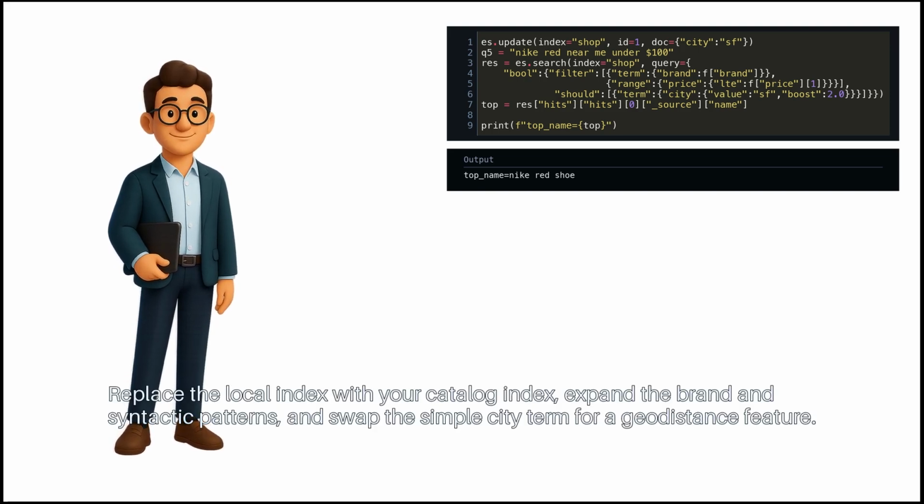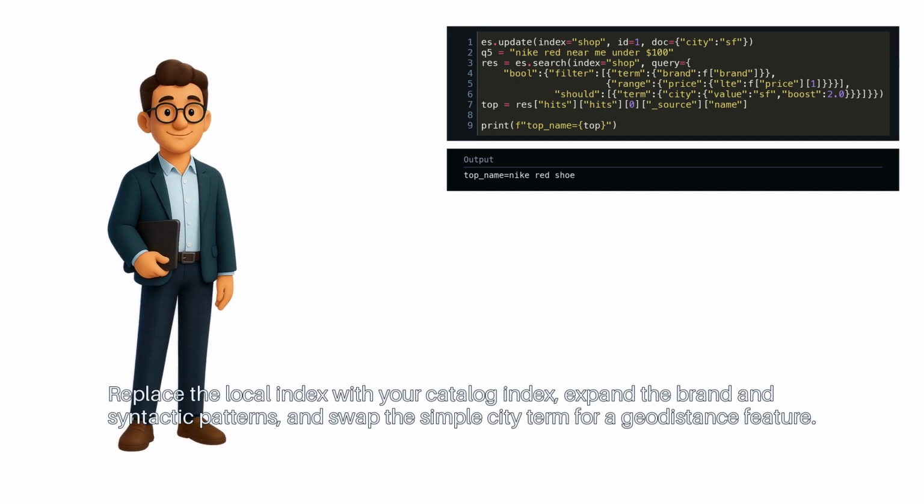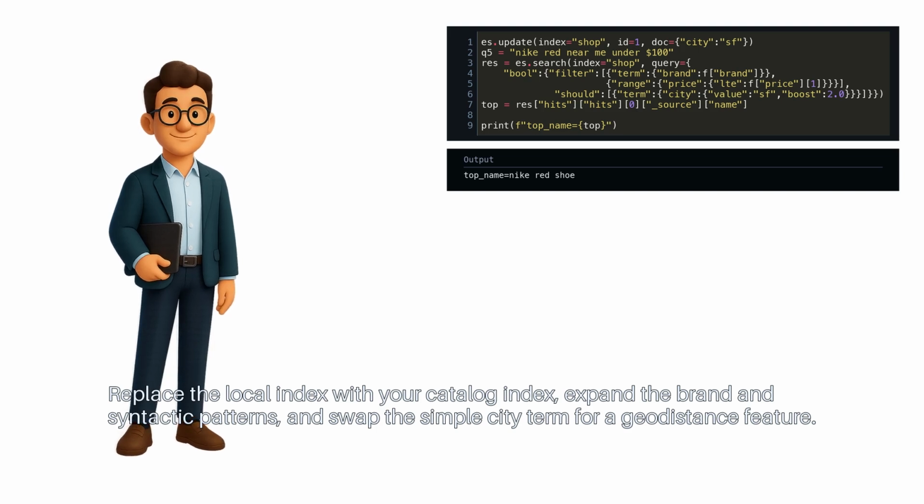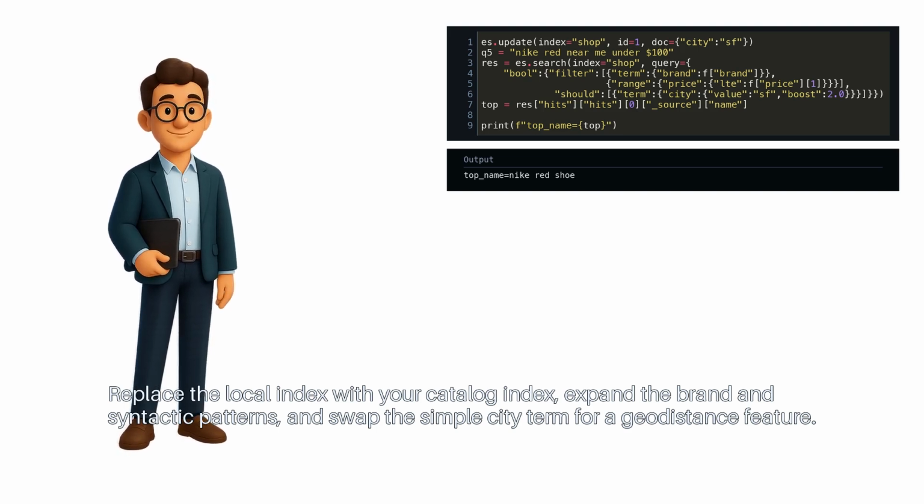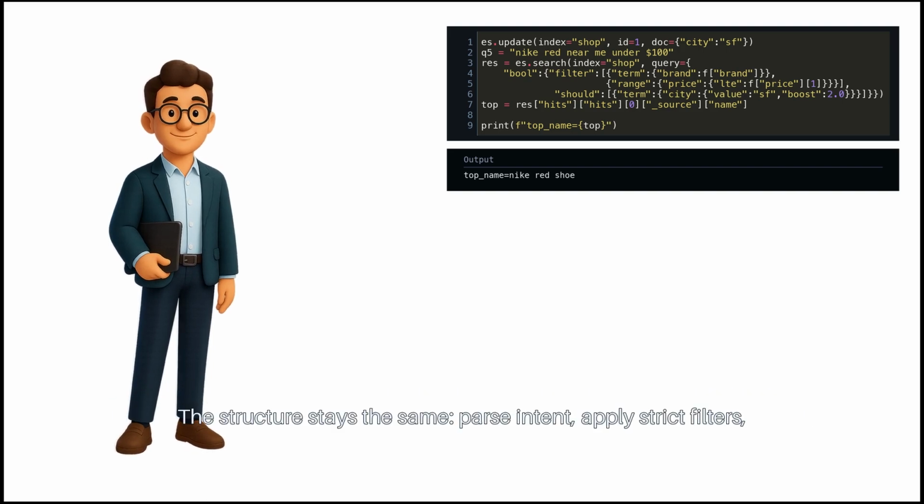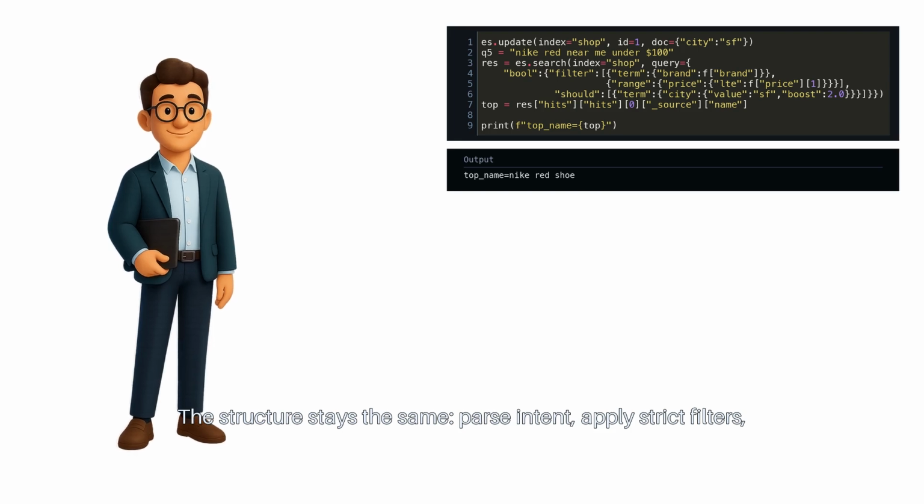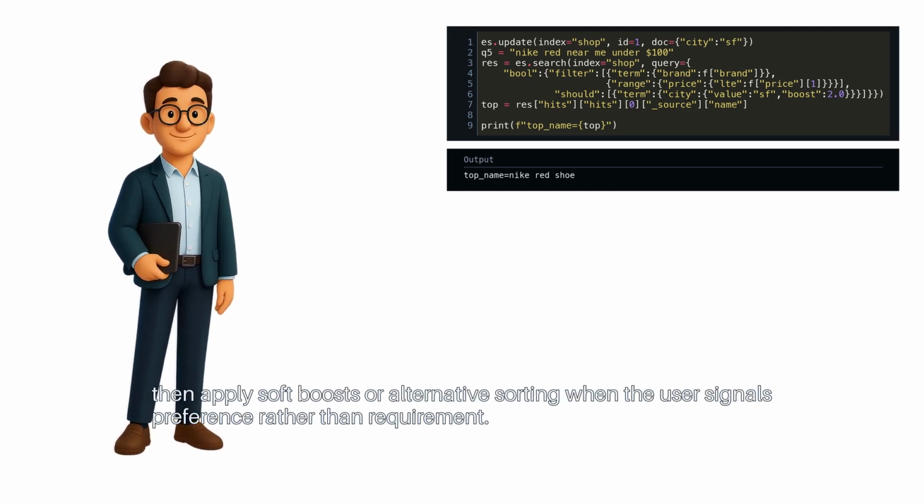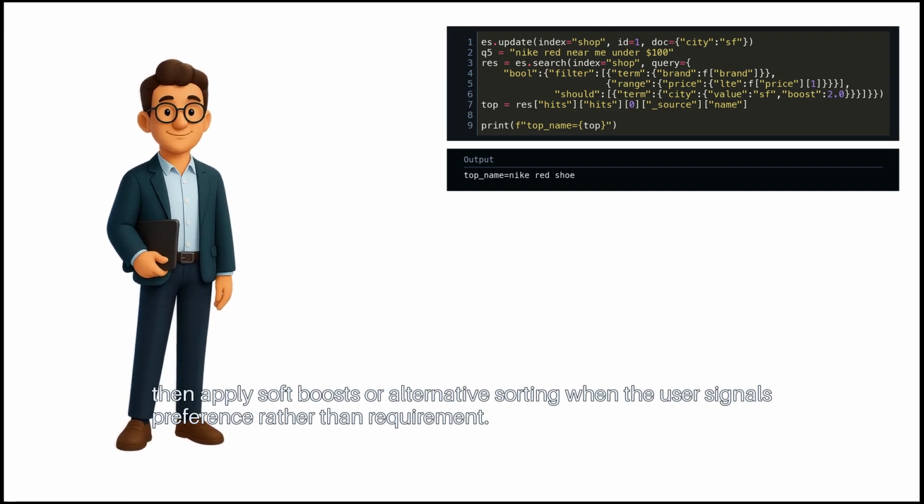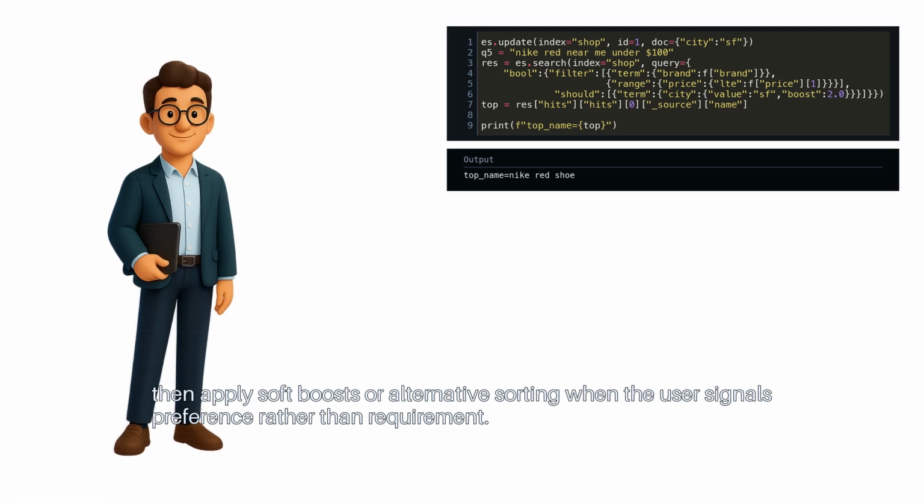Replace the local index with your catalog index, expand the brand and syntactic patterns, and swap the simple city term for a geo-distance feature. The structure stays the same. Parse intent, apply strict filters, then apply soft boosts or alternative sorting when the user signals preference rather than requirement.